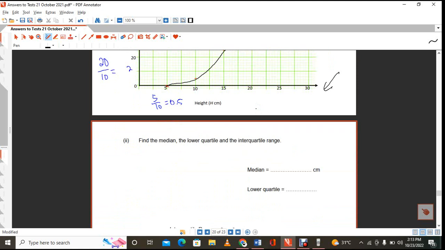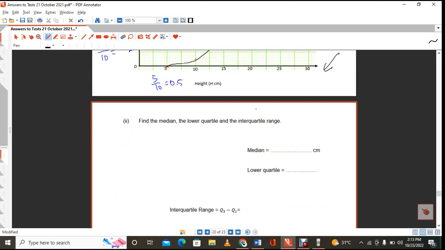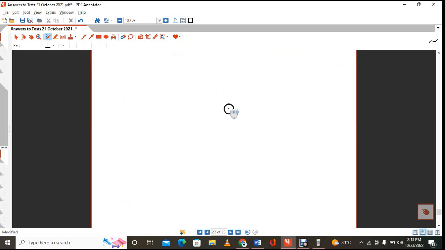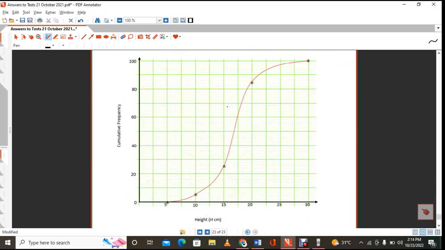They say find the median, the lower quartile, the interquartile range. The median is 50%, so I go to my curve. 50% of my value, so I'm going to take 50, that's 40, 50 will be here. And then I'm going to come down to see where we are at.